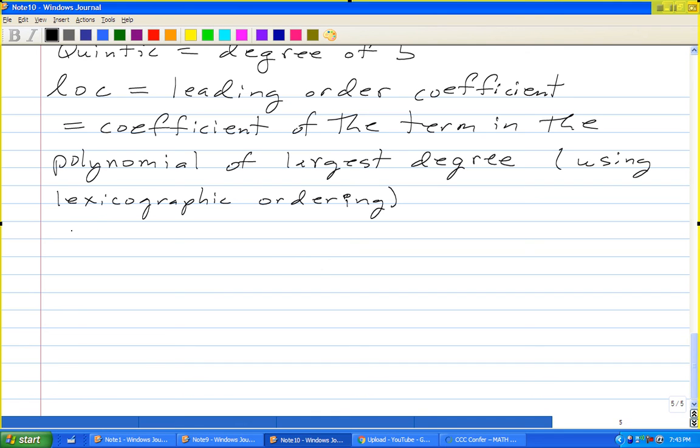Next, a monic polynomial is one whose leading order coefficient is equal to the value 1. Okay. That's pretty close. We'll have to do examples.